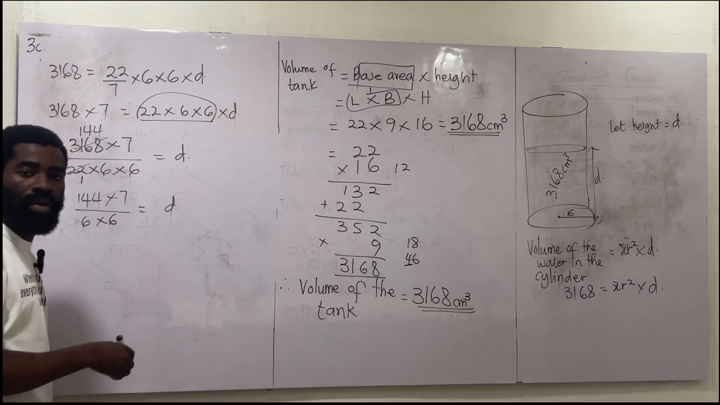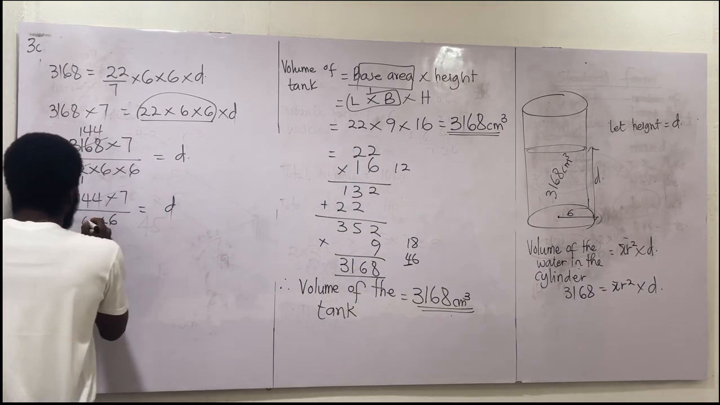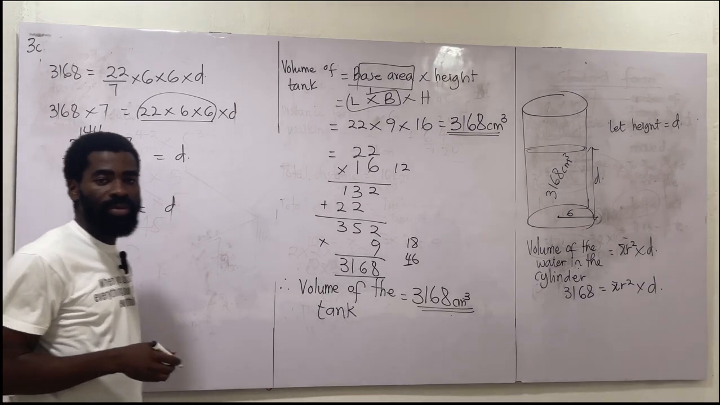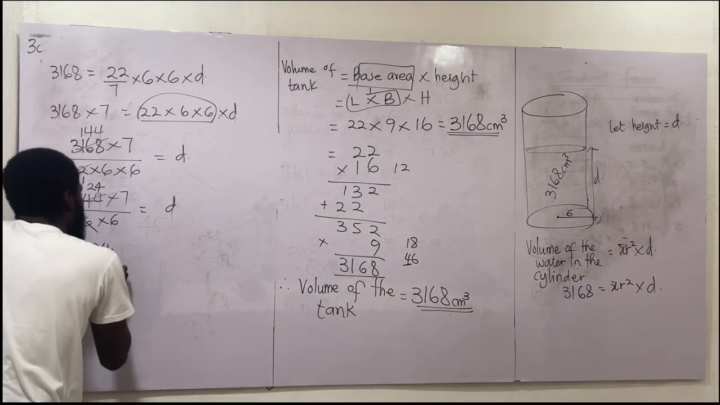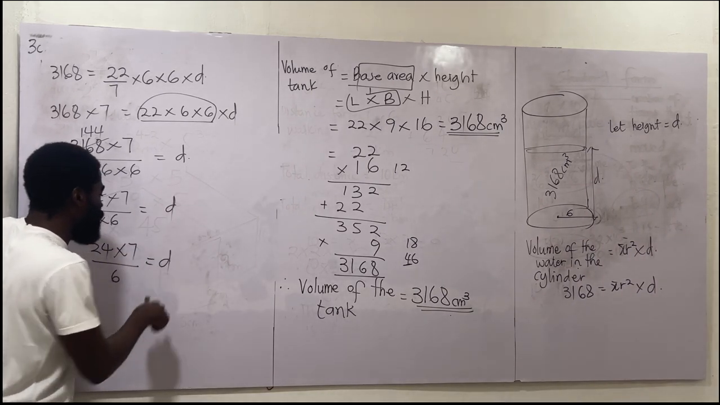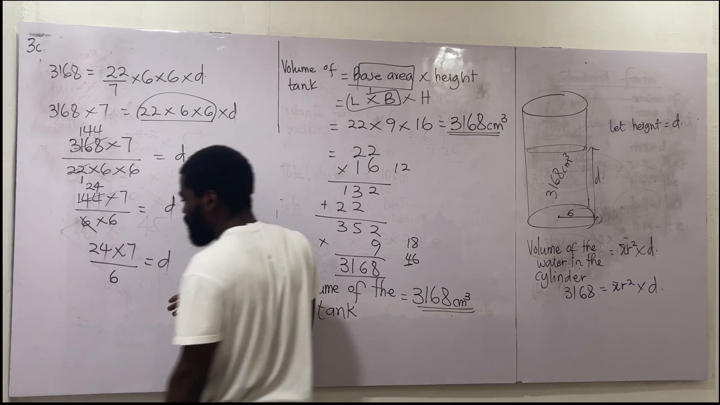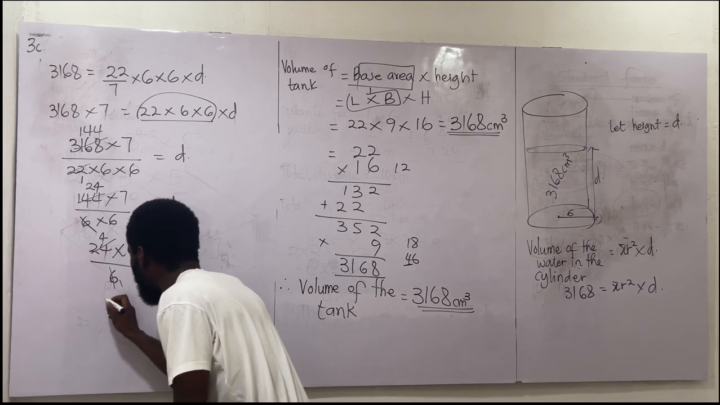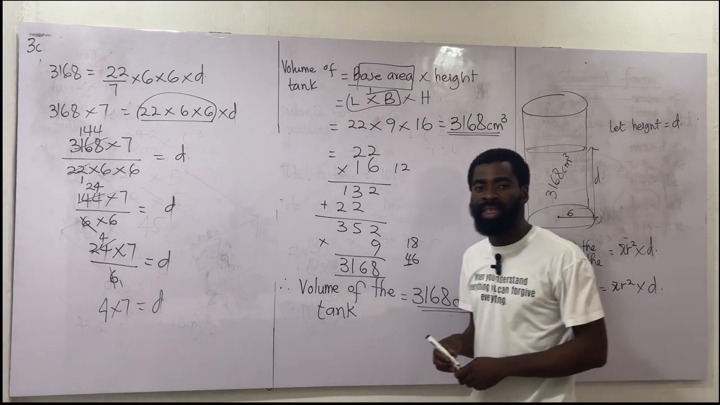Now the question is, how many times will 6 go into 144? 6 will cancel itself once and go into 144 24 times. So now I have 24 times 7 over 6 equals d. How many times will 6 cancel 24? 6 will go into itself once and go into 24 4 times. So finally we have 4 times 7 equals d.